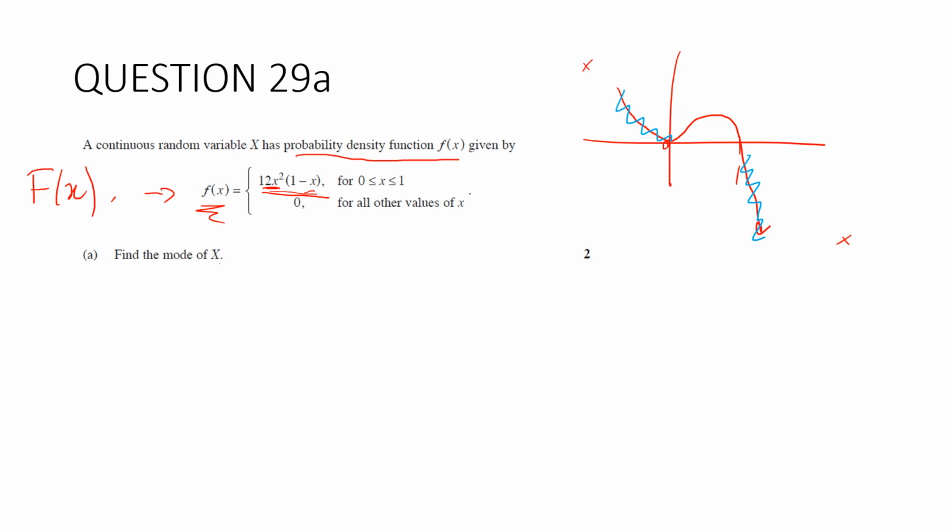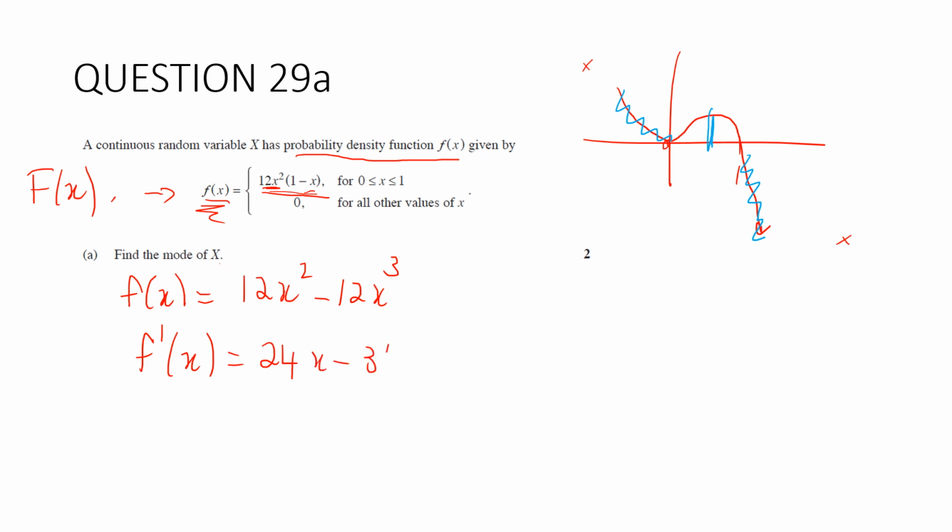And we're wanting this point here, which of course we're going to get through calculus, aren't we? We're going to differentiate this. So f of x is equal to 12x squared take 12x cubed. f dashed of x is equal to 24x take 36x squared. And we want to know where that's equal to 0, because that's going to be the maximum point.